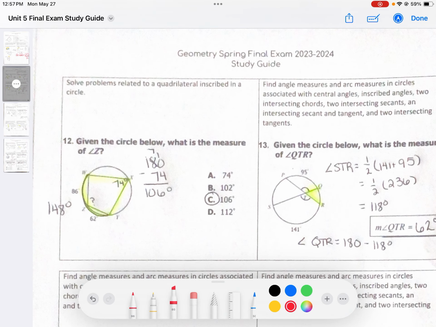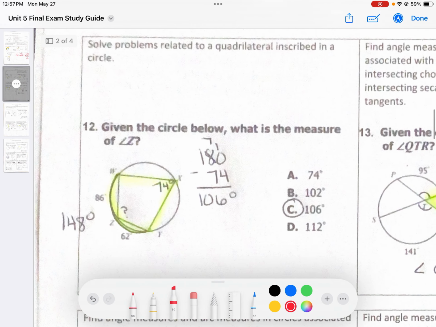Given the circle below, what is the measure of angle Z? All right, so we have a quadrilateral inscribed in a circle. Remember that the angle is equal to half. This is an inscribed angle. The angle is equal to half of the intercepted arc. That's the keyword, intercepted arc. So here goes angle X.